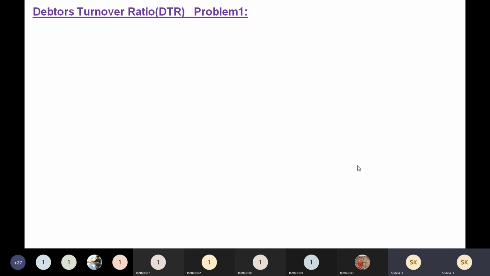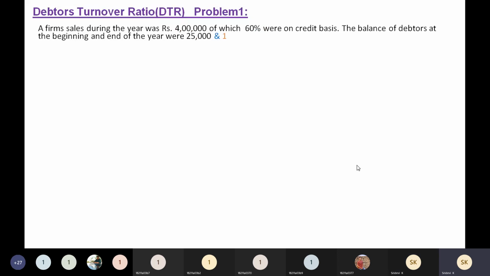So let us apply this for a small exercise. From this exercise, let us calculate the DTR. See here, the firm's sales during the year are 4 lakhs, of which 60% were on credit basis. So that means we need credit sales, no? 4 lakhs is the total sales. From this total sales, only 60% is related with the credit sales. So only 60% you have to consider to calculate the DTR.